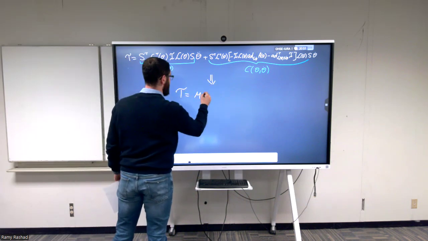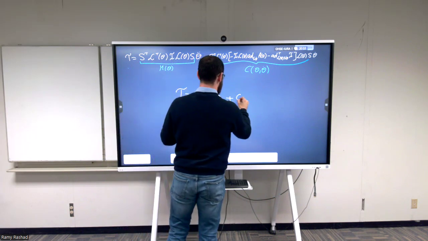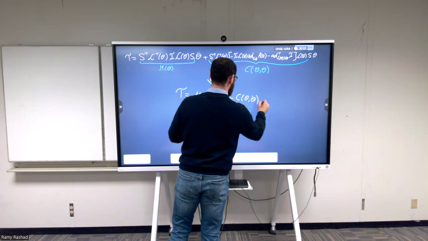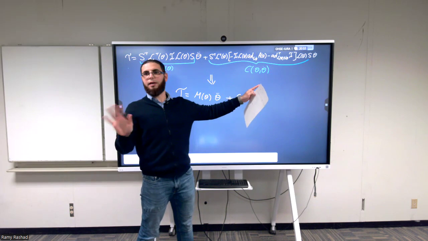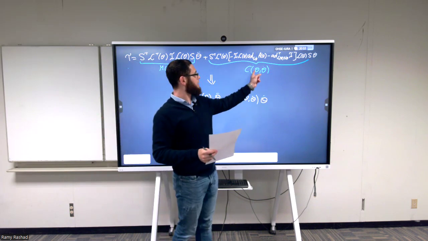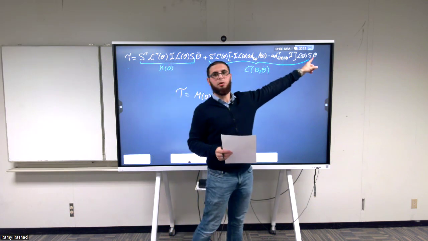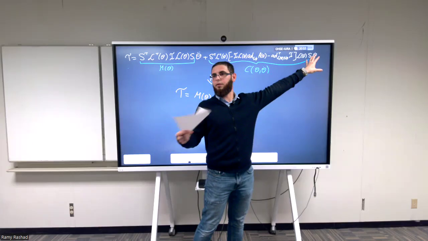Tau is equal to M of theta multiplied by theta double dot plus C of theta, theta dot, multiplied by theta dot. You're going to find that there are a lot of ways of writing this in the literature. You can say that this is C of theta, theta dot, multiplied by theta dot, or you can take all of this expression and call it C of theta and theta dot.